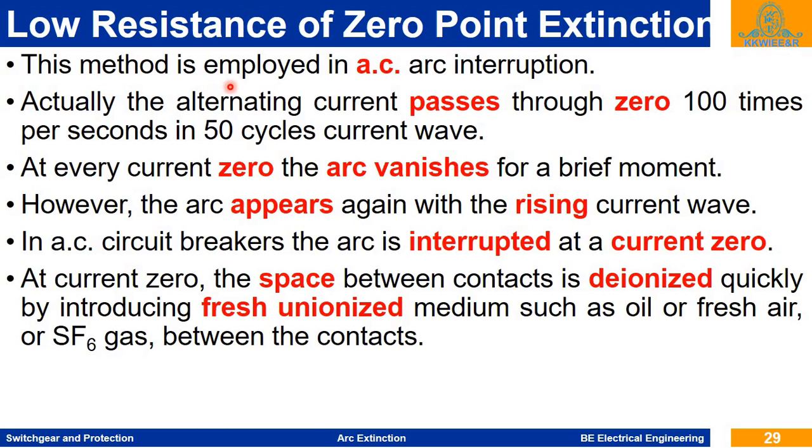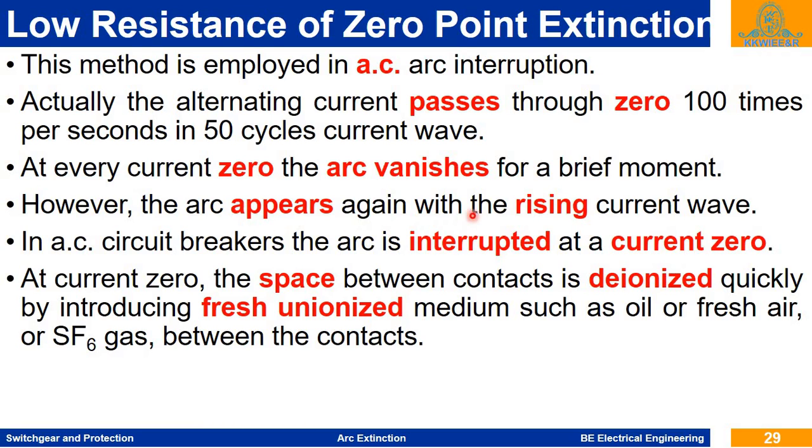This method is employed in alternating current arc interruption. Actually the alternating current passes through zero 100 times per second, in 50 cycles, 50 hertz per second. So there is a positive cycle, there is a negative cycle. In one cycle, this wave passes 2 times through zero, and for 50 cycles it is 100 times. At every current zero, the arc vanishes for a brief moment.